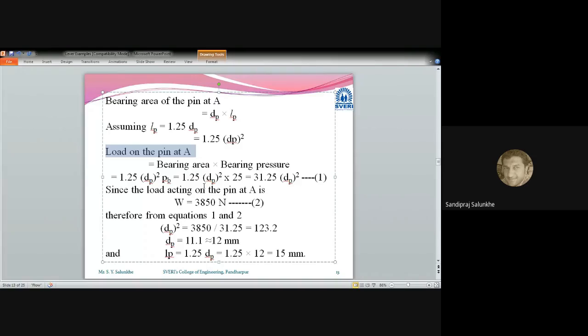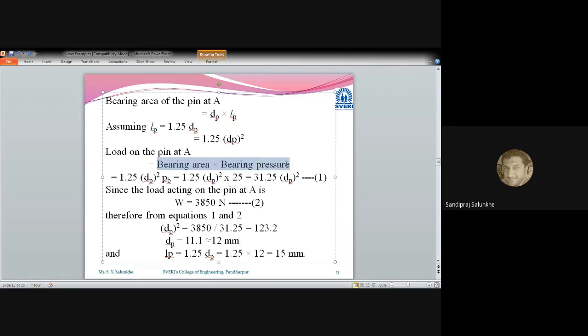That is nothing but again pressure multiplied by area. If you are going to calculate the pressure, it is the force divided by area, and if you want to calculate the force, then it will be pressure multiplied by area.